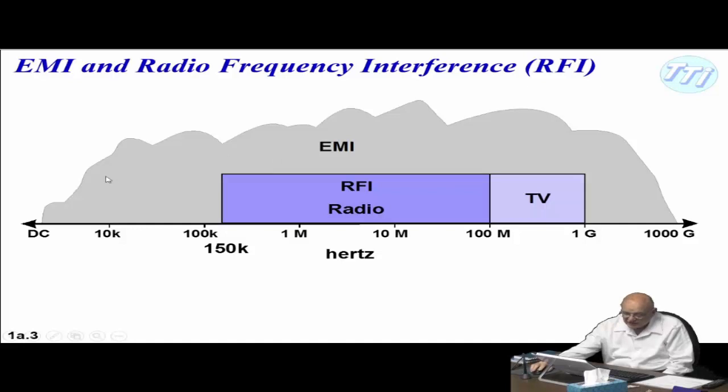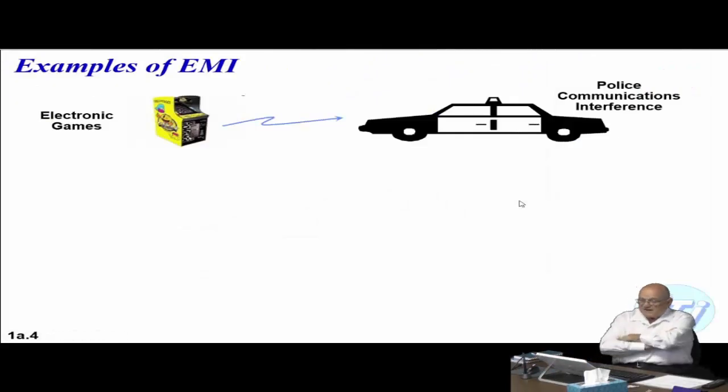The term EMI, electromagnetic interference, takes in that whole spectrum. Whereas many times you'll see RFI, radio frequency interference, and of course the TV itself. Now, here's some examples of where we have had EMI problems. Electronic games, which are fairly popular, and the original electronic games that came out, like Pong and the ones after that, weren't really shielded too well. So in some cases, the electronic games would interfere with the police communication. It'd create noise and cause a problem in that area.